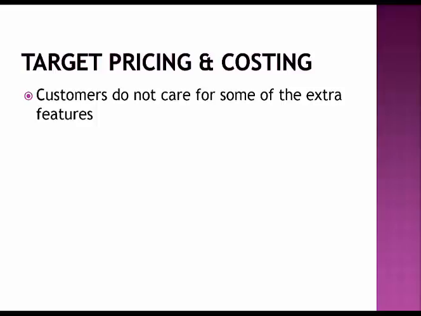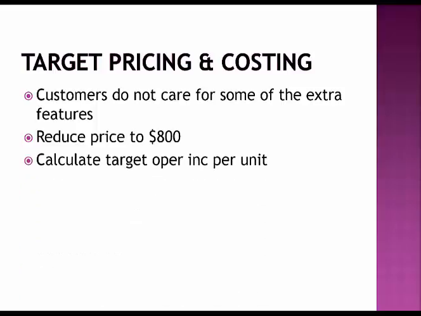When we do this, we actually expect or are forecasting that we will sell more units. So from $1,000 down to $800, we expect now to sell 50,000 additional units. So instead of 150,000 units, we're actually going to sell 200,000 units. So we're going to reduce our price, reduce some of our costs by eliminating some of those attributes that customers do not perceive as valuable from their viewpoint. And we are now going to go about performing target costing.